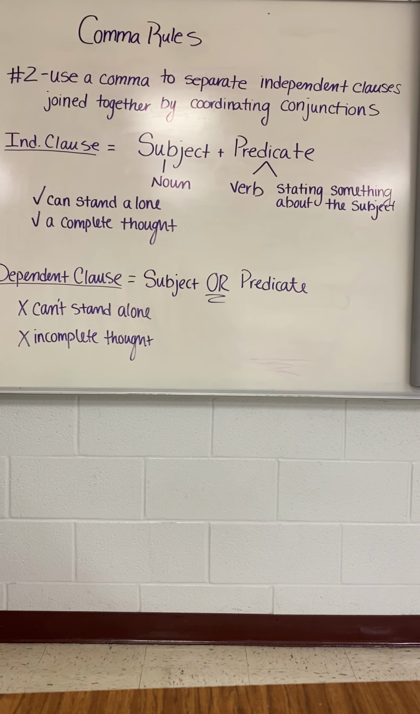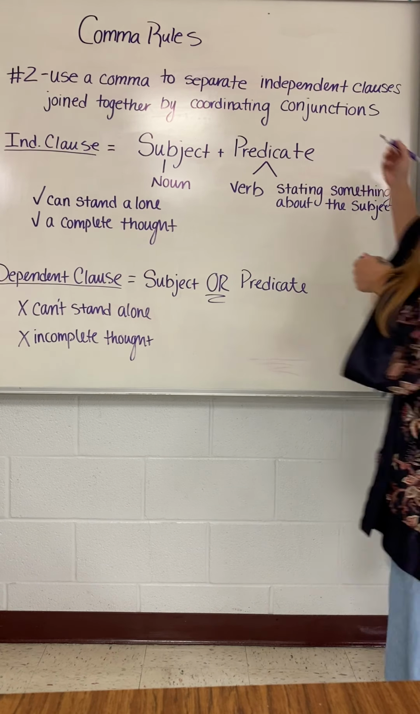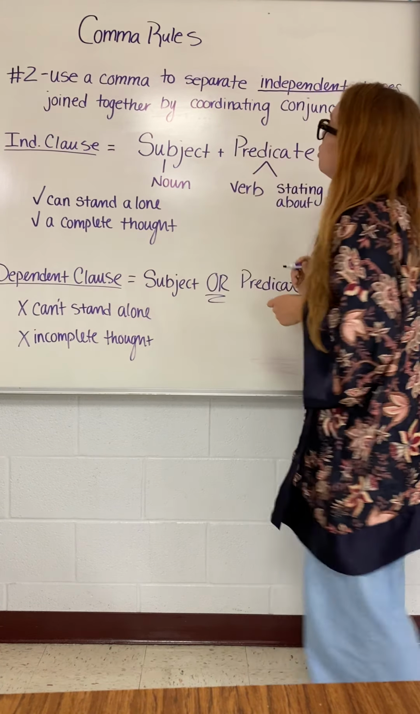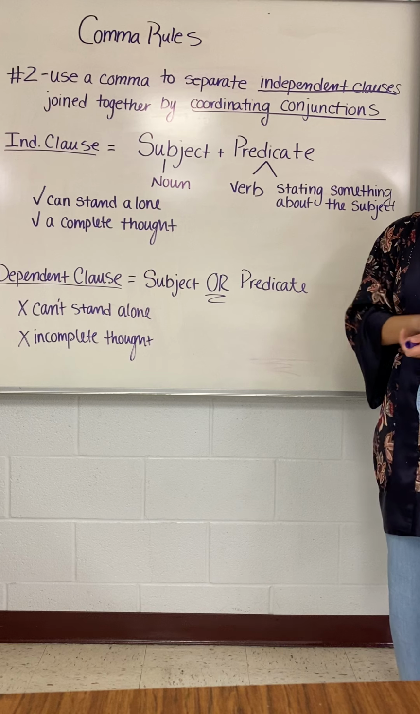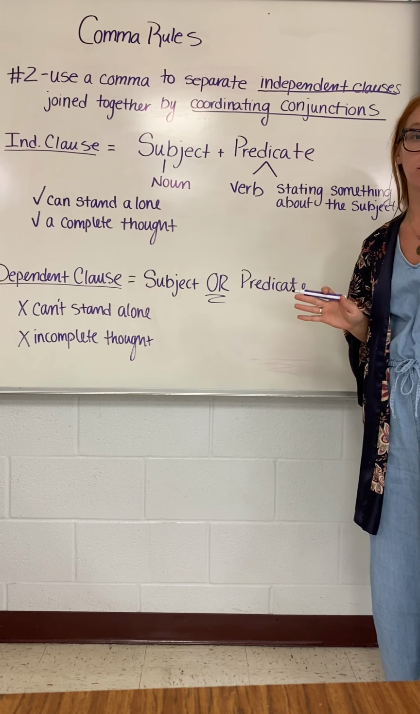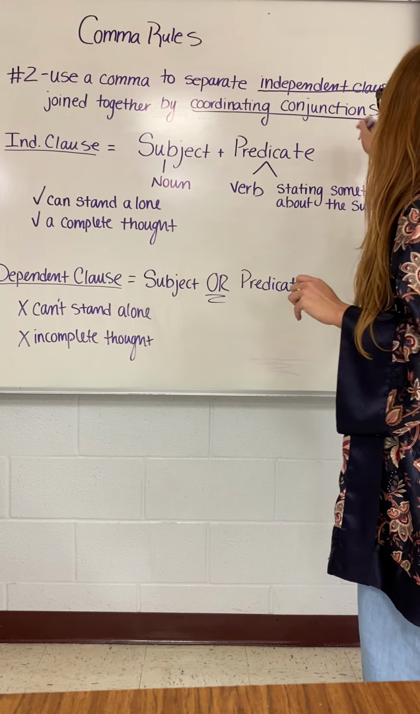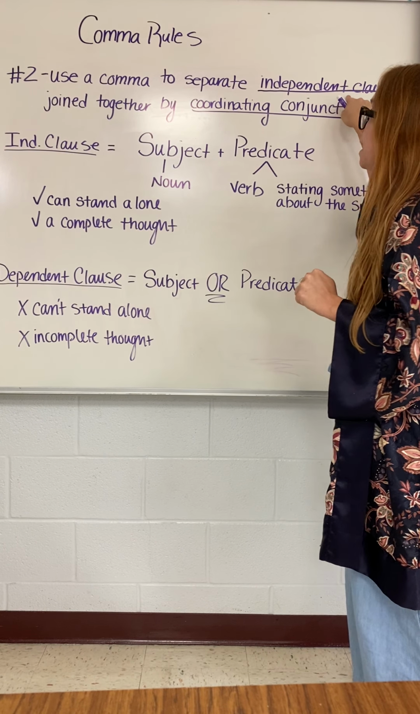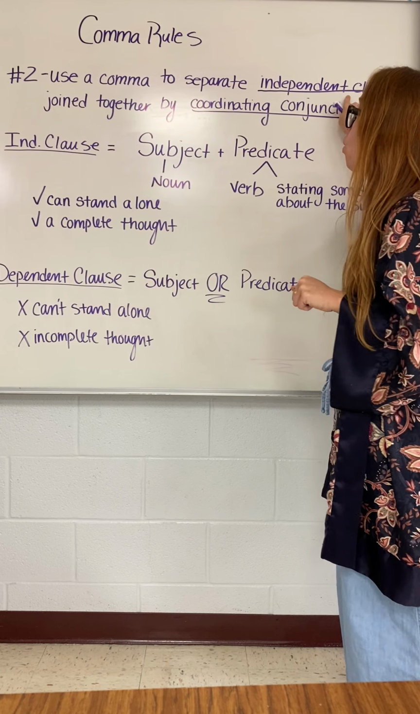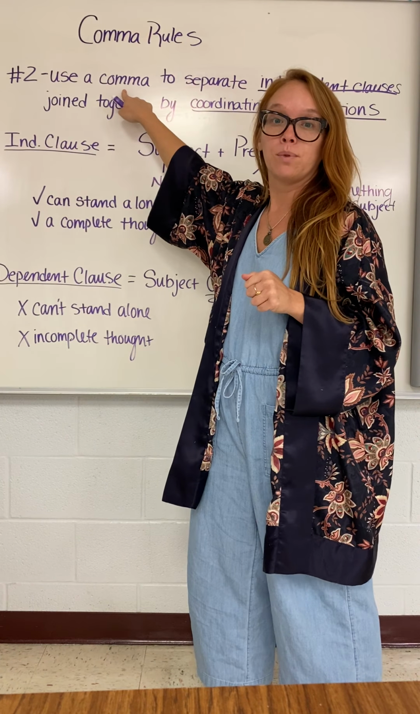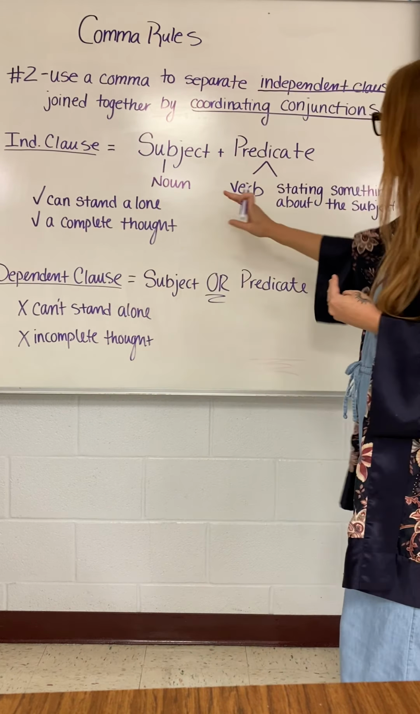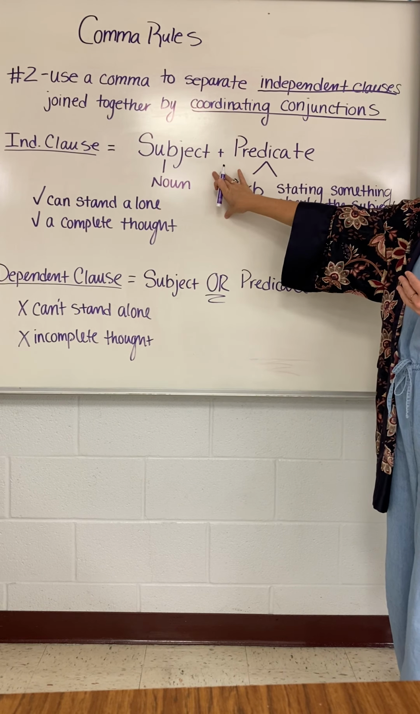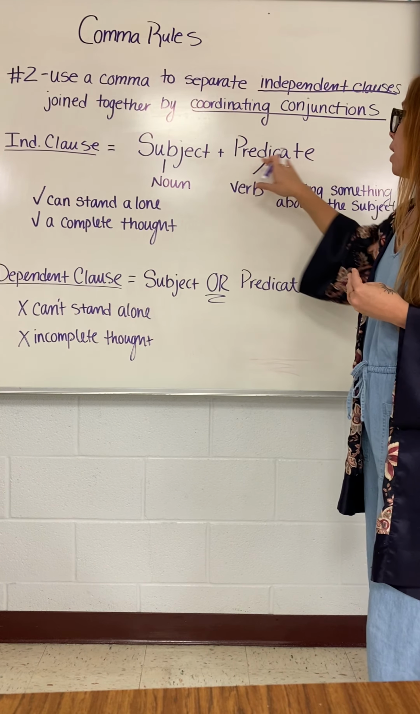So for comma rule number 2, use a comma to separate independent clauses joined together by a coordinating conjunction. Okay? Those are some big words. Don't get lost in the verbiage, okay? But it is going to be important for you to know the difference in an independent clause and a dependent clause in order to use this comma correctly. All right? So we're going to start by looking at what is an independent clause and what is a dependent clause.